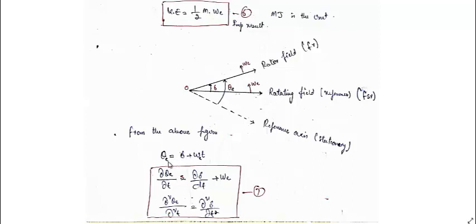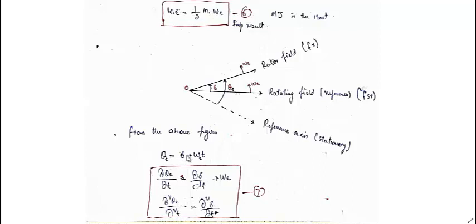So from this figure you can see that this theta e will be equal to delta plus this angle. This angle is omega e into t, because omega is in radians per second. When this is multiplied by time, it comes out to be radians, that is the angle. So total angle will be like this. When we differentiate this with respect to t, this will be del theta e by del t, which is equal to del delta by del t plus omega e. Again differentiating, we will get del square theta e by del t square, which is equal to del square delta by del t square.